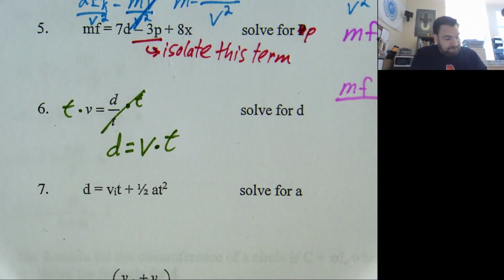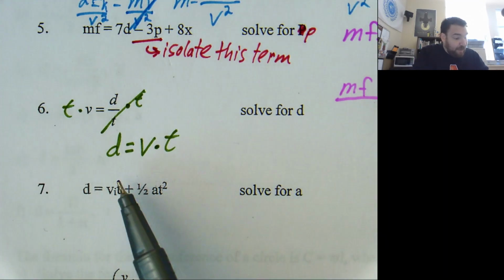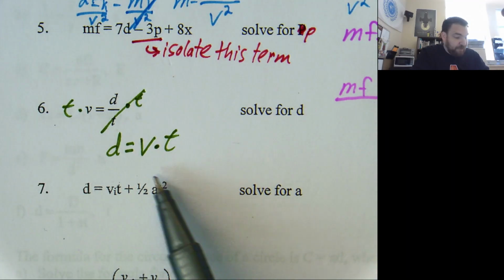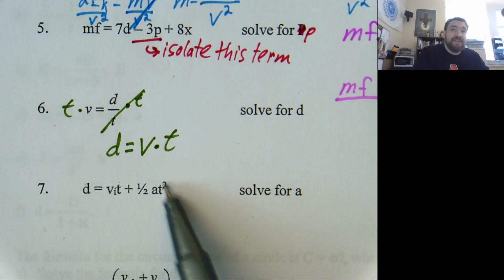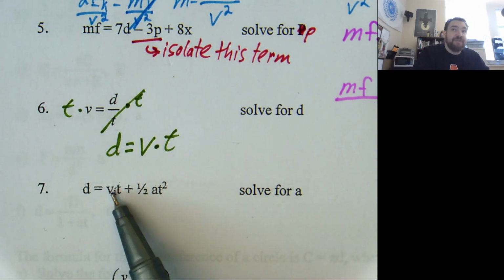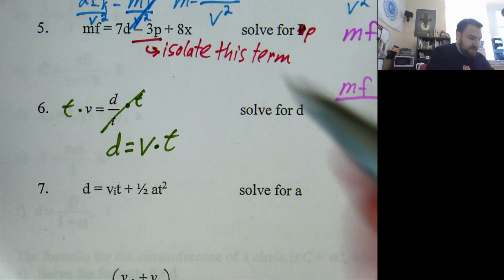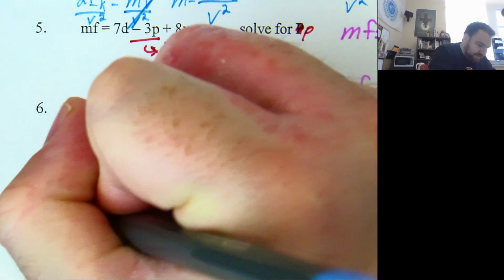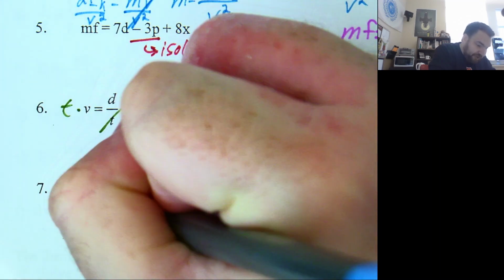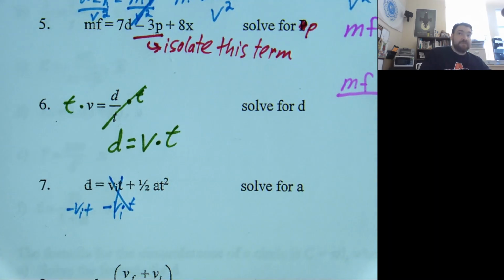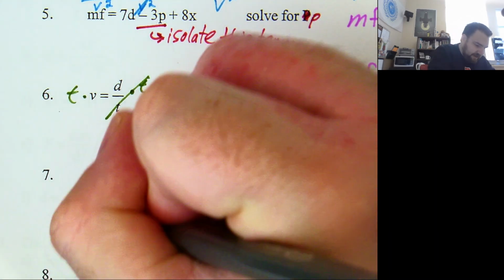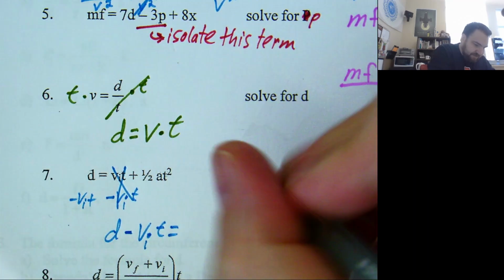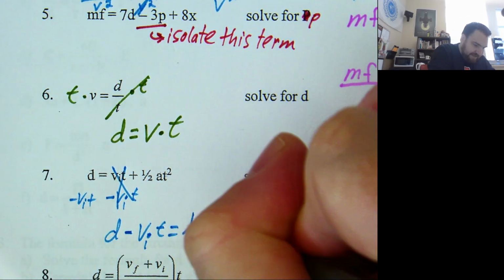Yeah, Vine. Minus vit. Yeah, we're going to take away this whole term here. We want to isolate whatever term includes the a, so we want to leave this guy alone. We're going to subtract this vit over. So I'm going to minus vit on both sides. Here they're going to cancel. And so what we're going to get is d minus vit equals 1/2 at squared.